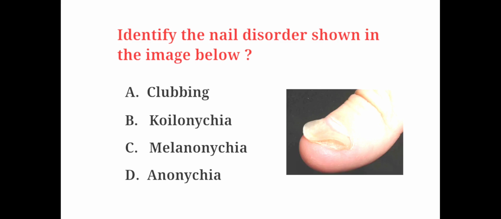Identify the nail disorder shown in the image below. A. Clubbing. B. Koilonychia. C. Melanonychia. D. Anonychia. And the correct answer is B. Koilonychia. Koilonychia is when your nails have an indented shape, like a spoon. Often spoon nails are a sign of iron deficiency. You are also more likely to have spoon nails if you have an autoimmune disease, such as lupus, or poor blood flow to your hands or feet.